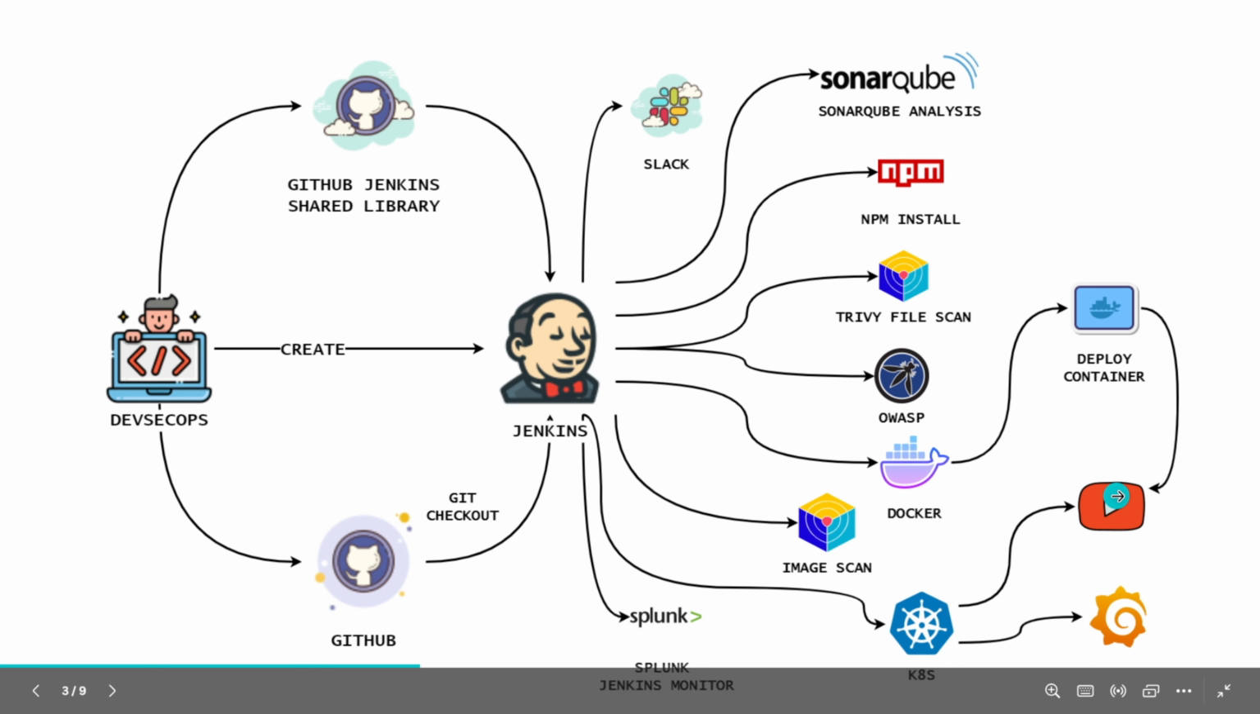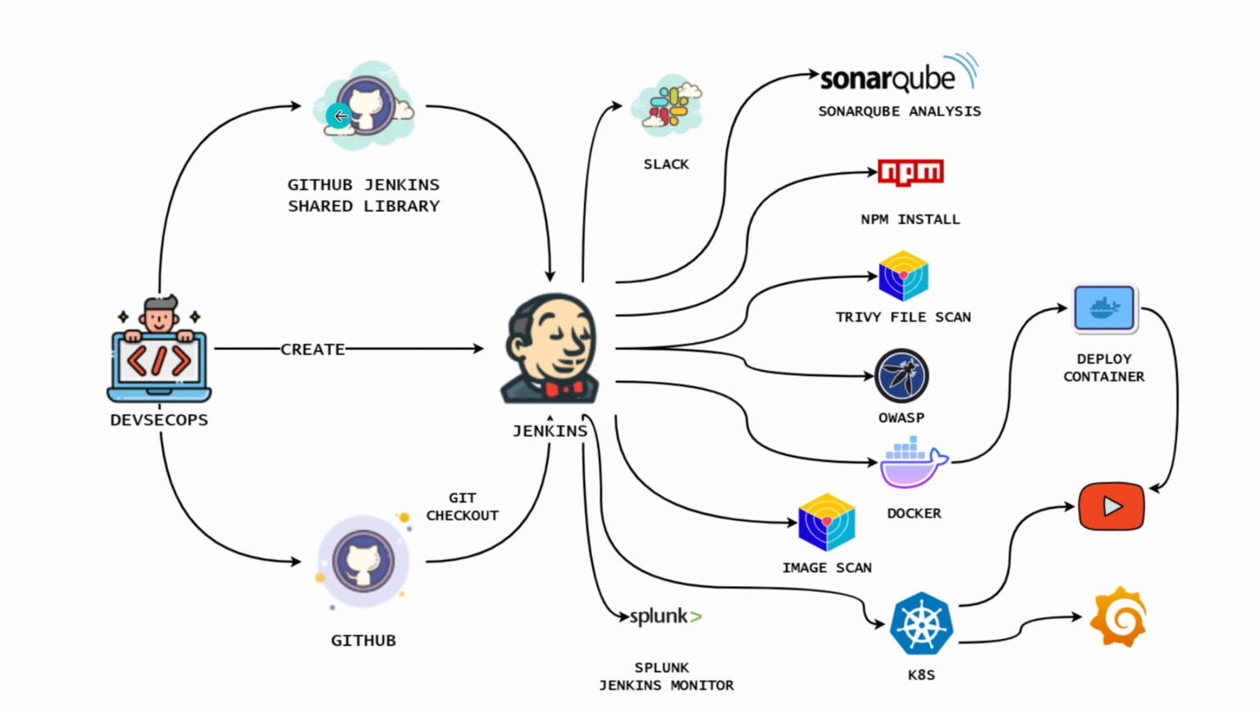You will get this particular YouTube application. The DevOps or DevSecOps engineer will push the code to GitHub: the Jenkins Shared Library and our Jenkinsfile to our GitHub repository. Jenkins will check out the code from both this particular Jenkins Shared Library and this particular GitHub repository where we are using our YouTube clone application.